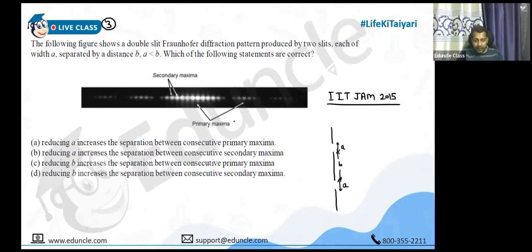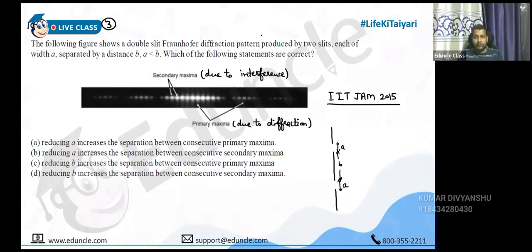Okay. So here the primary maxima are due to diffraction, and the secondary maxima are due to interference. First you need to understand this. Primary maxima, this central one, this one, they are due to diffraction, and then the secondary maxima are due to interference.